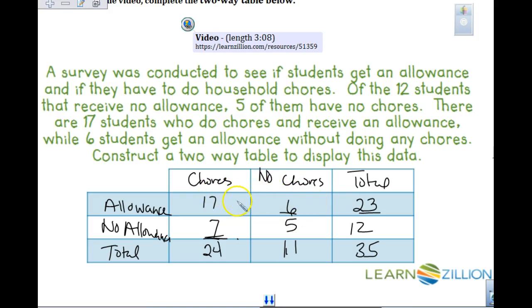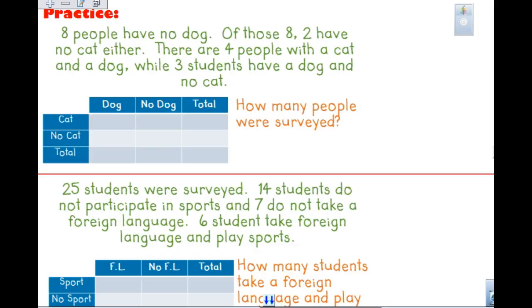So on your homework quiz when we take one tomorrow, sometimes it'll say we're going to do chores and allowance, and they'll put chores, allowance, no chores, no allowance. You have to keep the same titles together. So if you're doing chores, chores and no chores, allowance and no allowance. So on that next one, I've set these next 2 up for you.